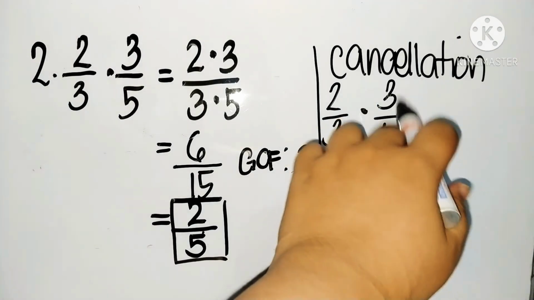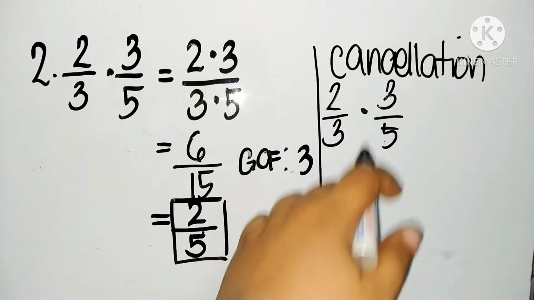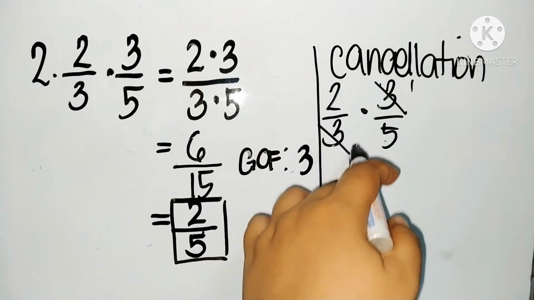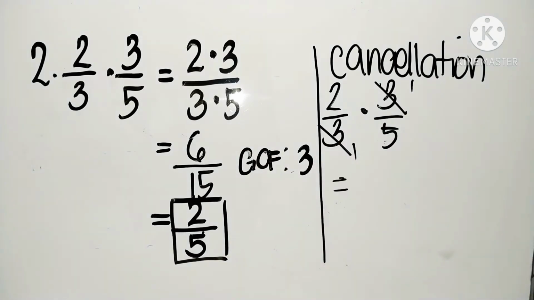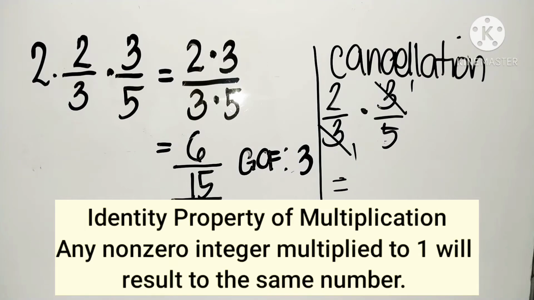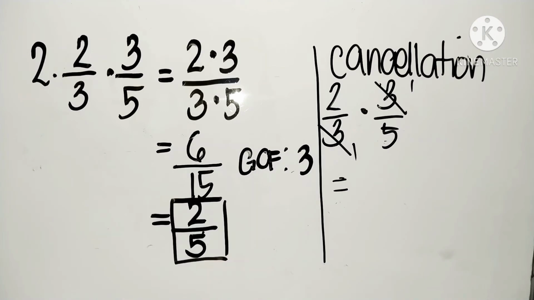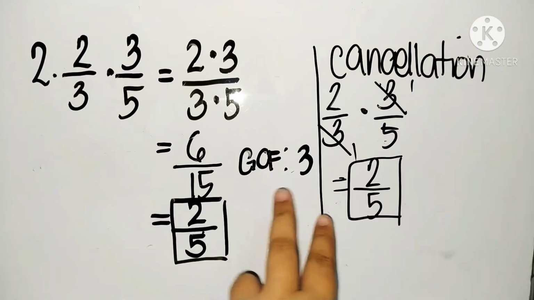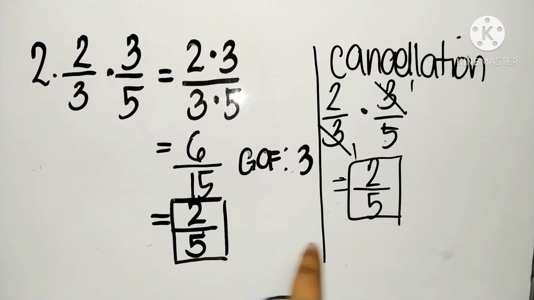Ano yung common factor ng 3 at saka 3? Siyempre, 3. So, 3 divided by 3 is 1. 3 divided by 3 is also 1. So, ano na lang matitira sa atin? Applying the identity property of multiplication, any number multiplied to 1 will result to the same number. So, it will become 2 over 5. Pareho lang naman yung sagot niyan. 2/5 dito, 2/5 din sa cancellation method.